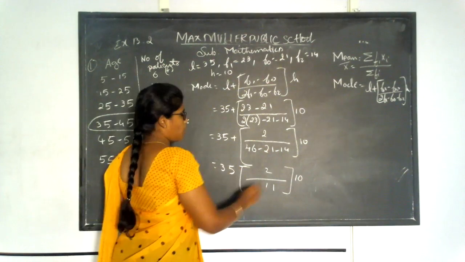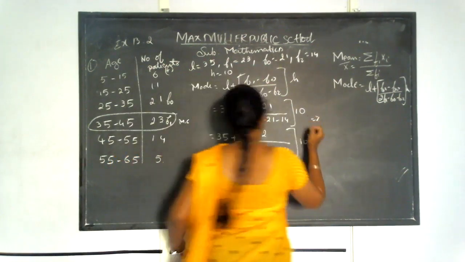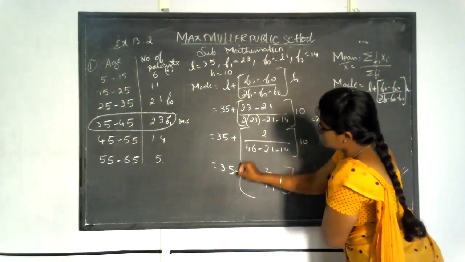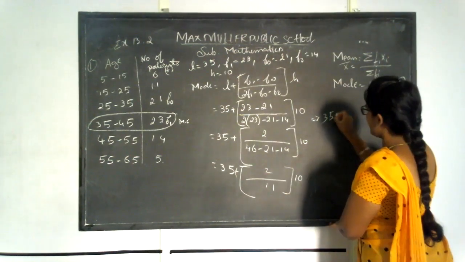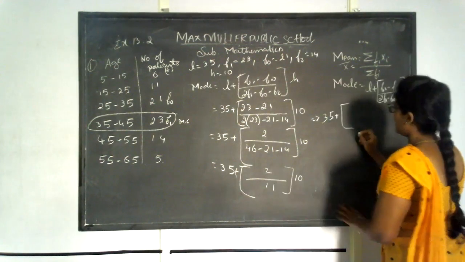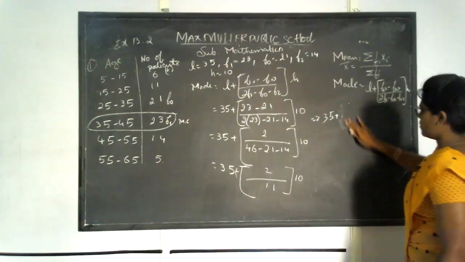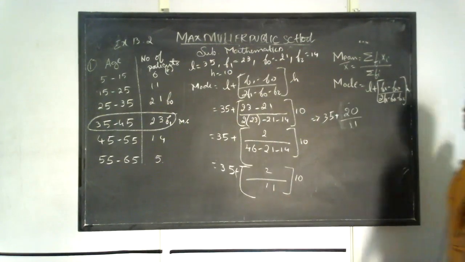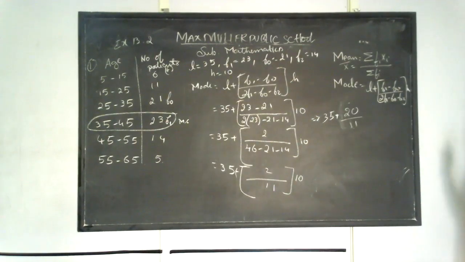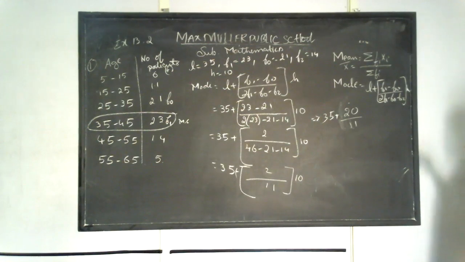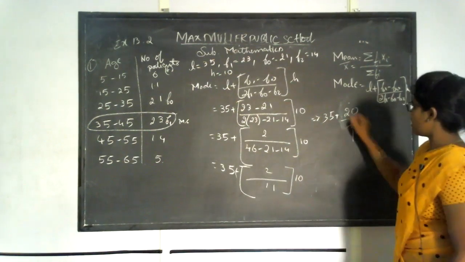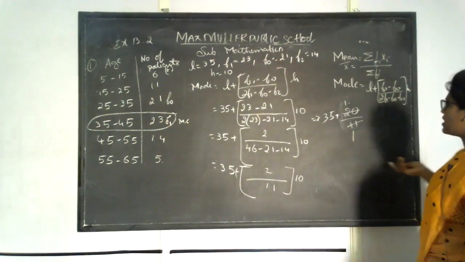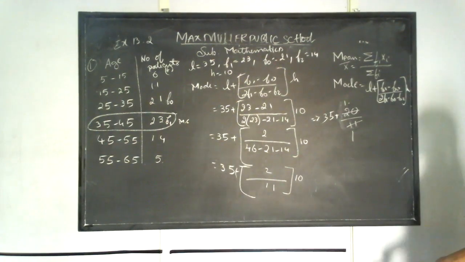Now, next, what will you do? I'll do it here. So you have 35 plus 2 tens are 20. Let me open the bracket. 2 tens are 20 divided by 11. Now, if you want, you can take LCM and do the sum, or else you can cancel it here itself. So 11 ones are 11. So you'll be left with how much? 11 ones are 11, and 20 minus 11 will be 9.